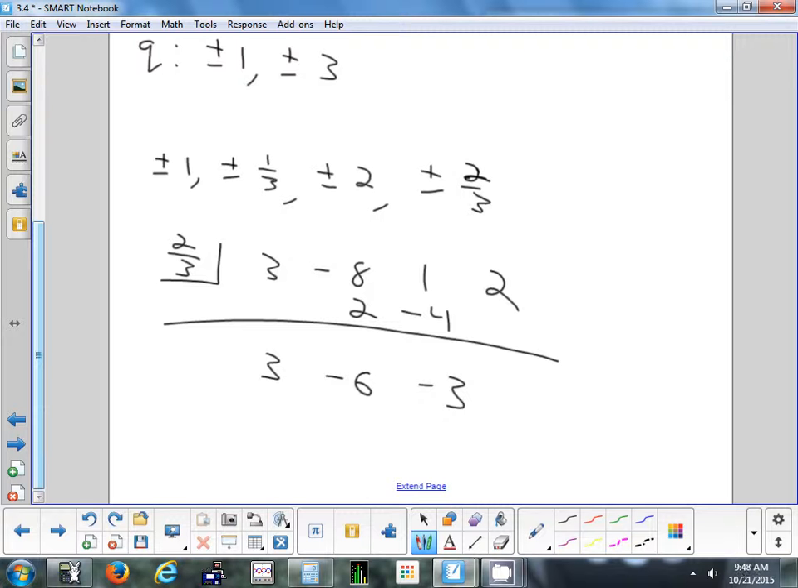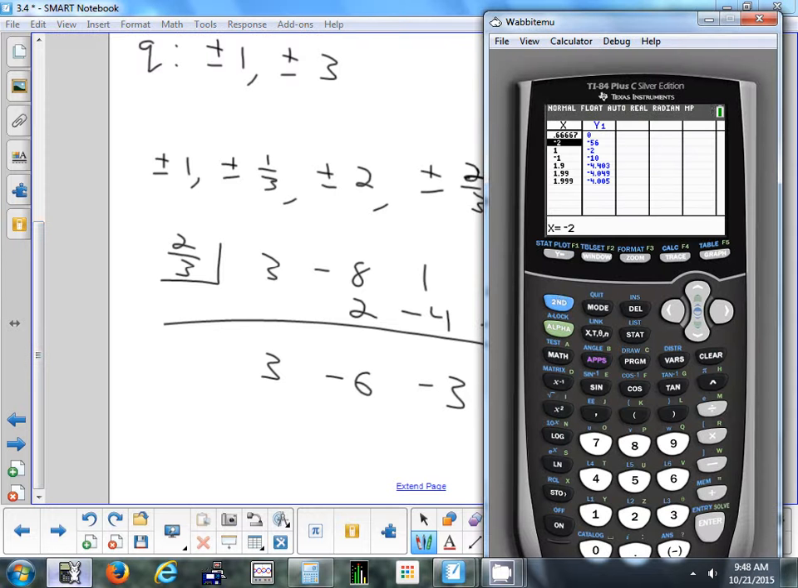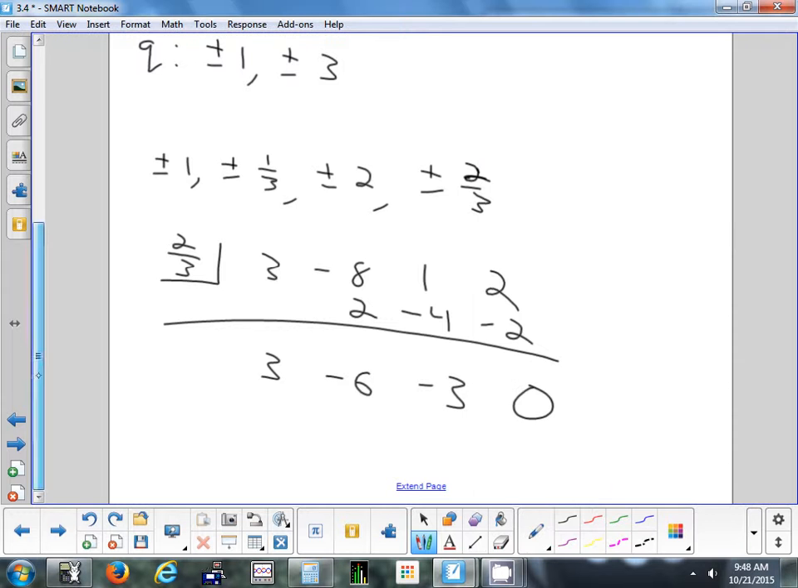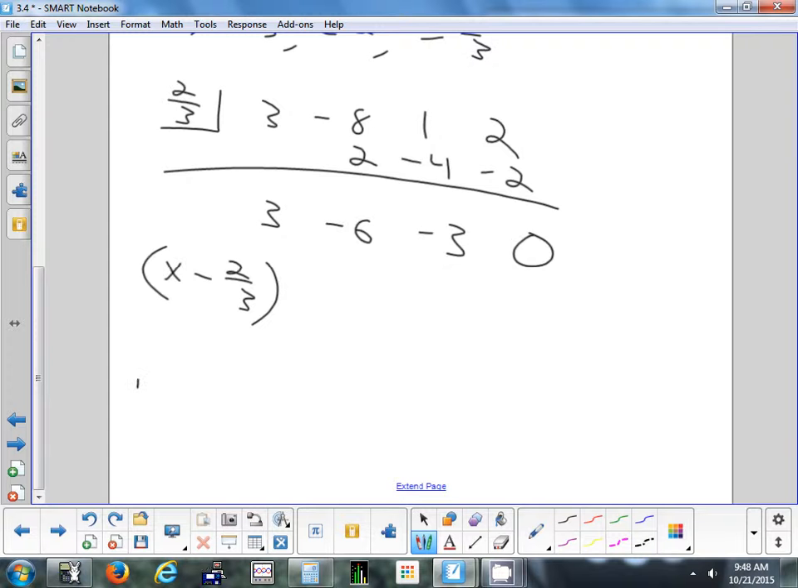And we just kind of did this earlier. What's 2 divided by 3 times -3? Negative 2, which it should be. Remainder 0. How do you get to the little table on the graph that you can function? Table, second table. All right, so I know x minus 2/3 is a factor. So 2/3 is a root.